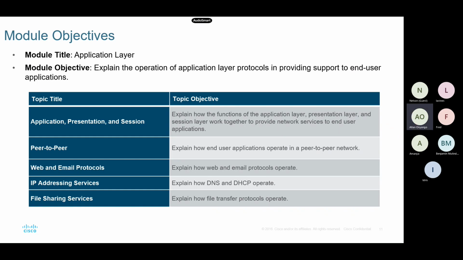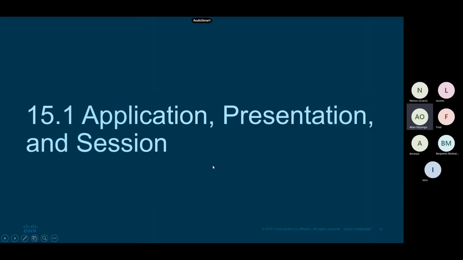So we'll look at the functions of the application, presentation, and session layers. We'll explain how end user applications operate in a peer-to-peer network. Then we look at web and email protocols. Expect us to talk about HTTP and HTTPS. We'll talk about SMTP, Simple Mail Transfer Protocol, POP, Post Office Protocol, and IMAP, the Internet Message Access Protocol. And then we look at DNS, the domain name service or system, and DHCP, the Dynamic Host Configuration Protocol. And then we look at FTP, and that's it. That should take us less than 30 minutes, and we get out of here.